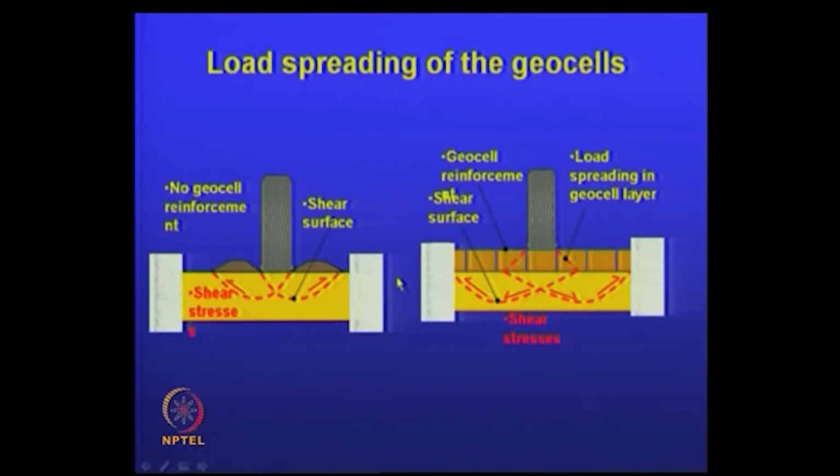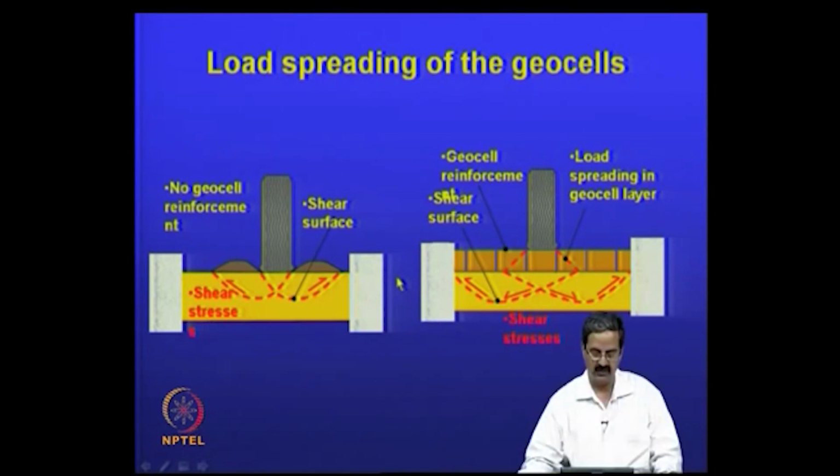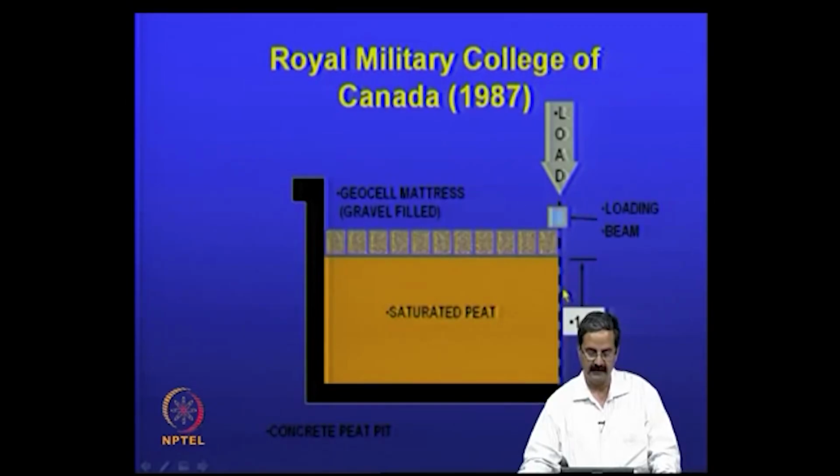Some experimental evidence has shown that, of course, the theory is quite simple, because of this confinement, the failure planes are not allowed to develop. In this case, there are failure surfaces like this. Here, they are all just restricted to this area, and then they form like this. It is an advantage here.